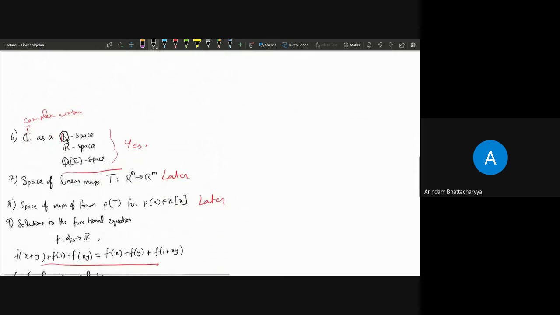All right. C is a Q-space. Dimension, same thing, right? Uncountably infinite. As an R-space, it is 2. As a Q(root 2) space, it is also uncountably infinite.